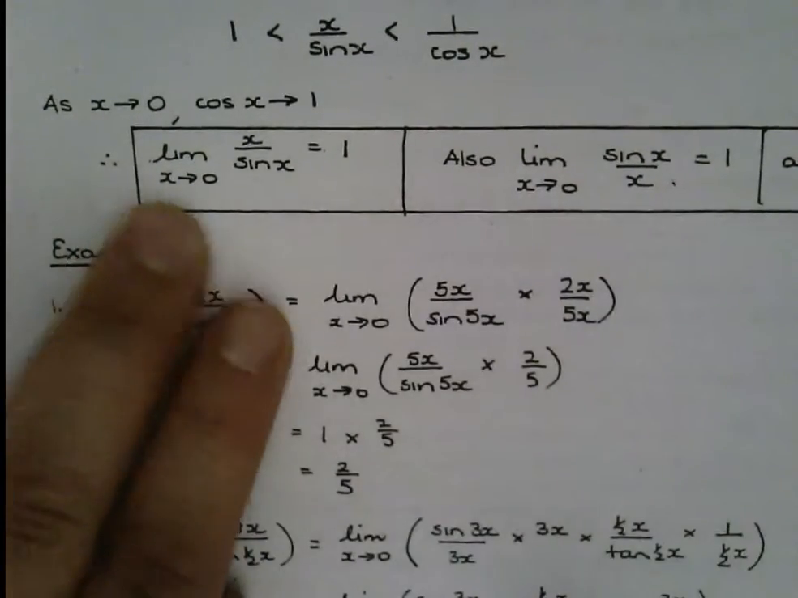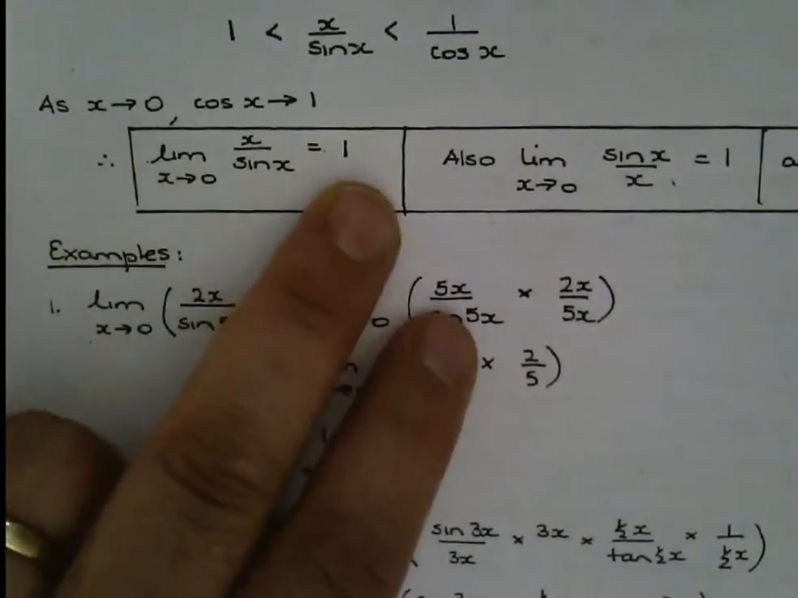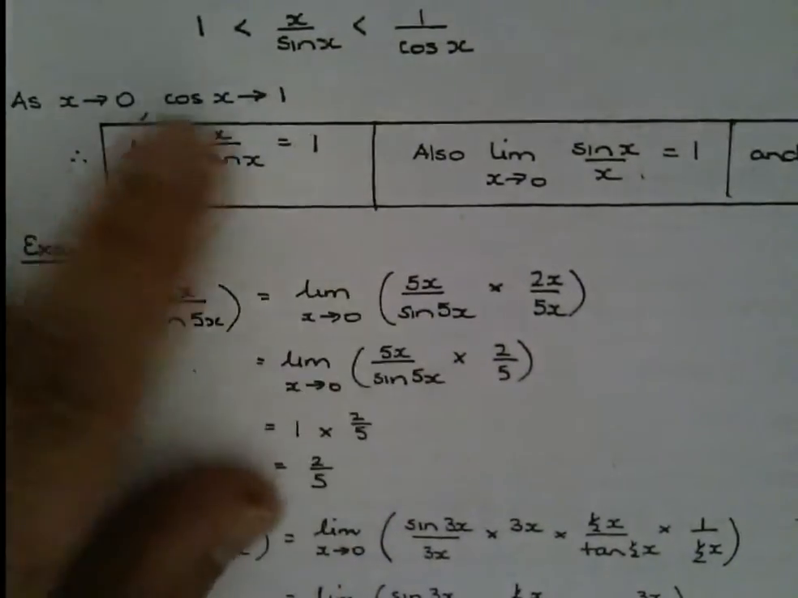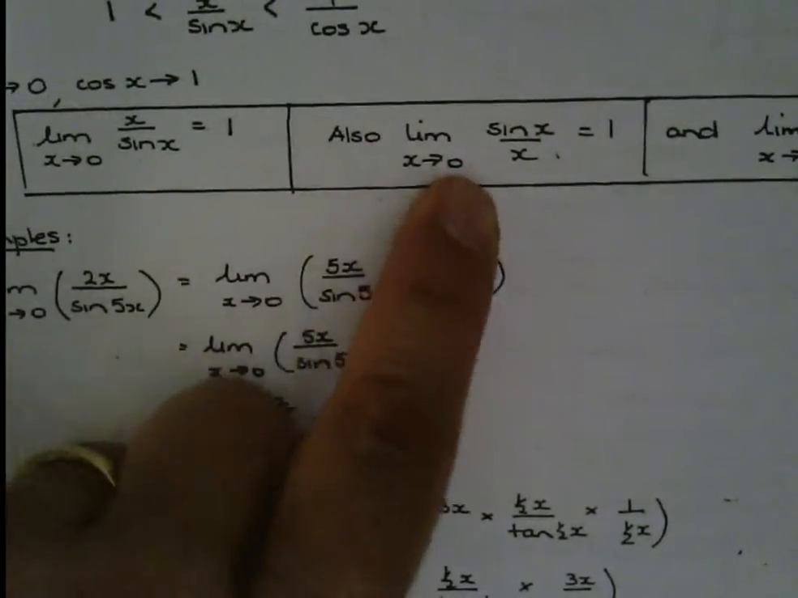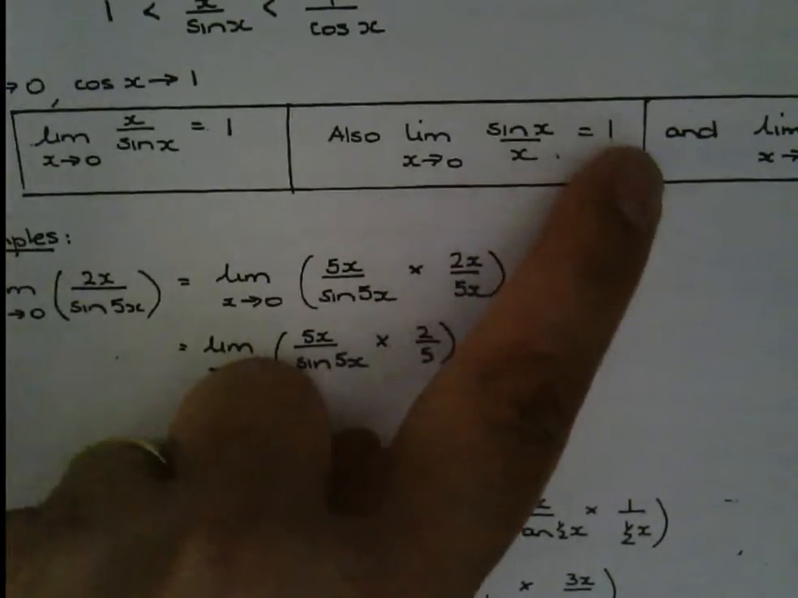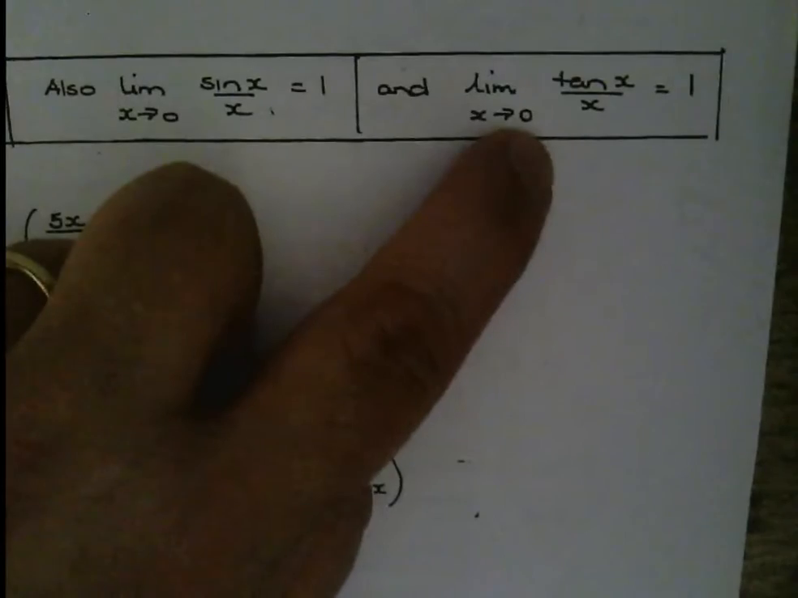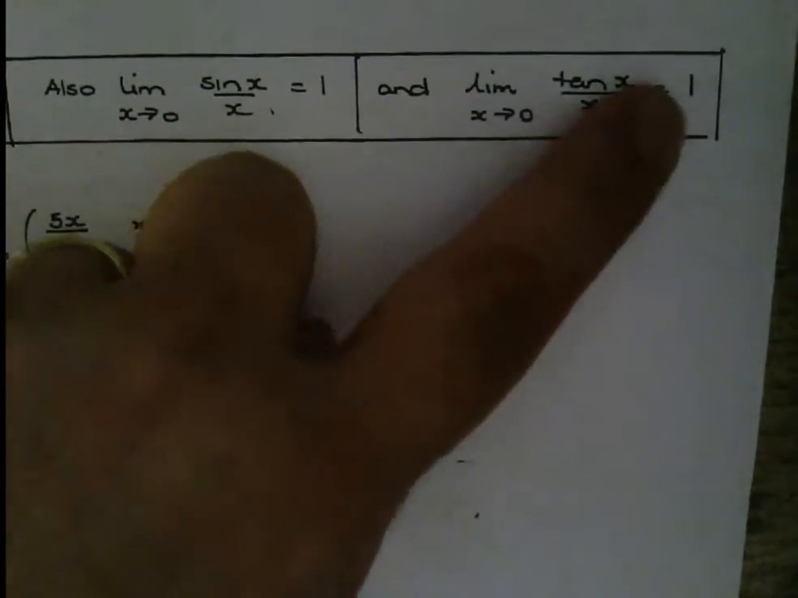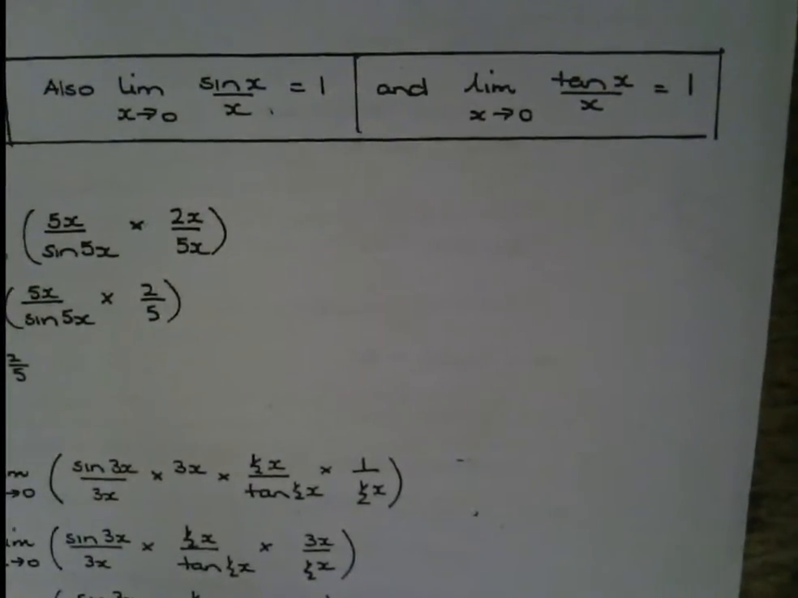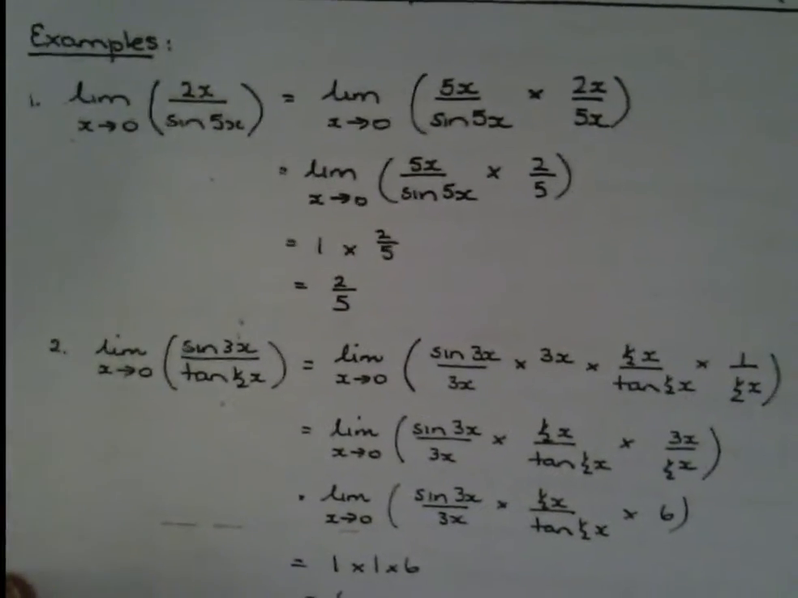The limit as x approaches 0 of x on sine x is 1, but you can also flip that. The limit as x approaches 0 of sine x on x is 1, and the other one is for tan. The limit as x approaches 0 of tan x on x is also 1. So you need to learn those. Now, just some examples here.